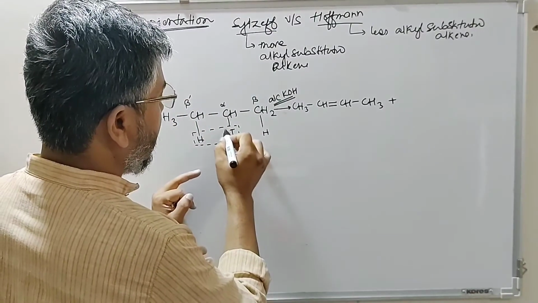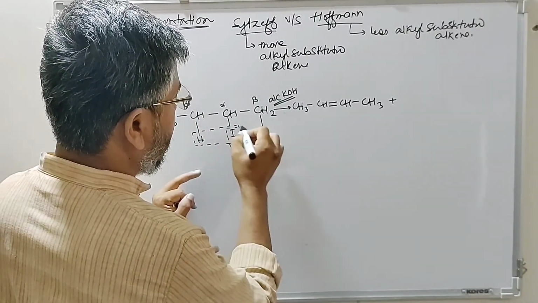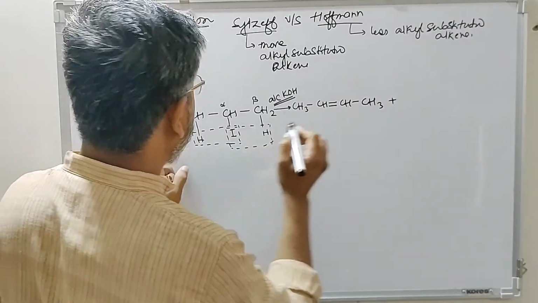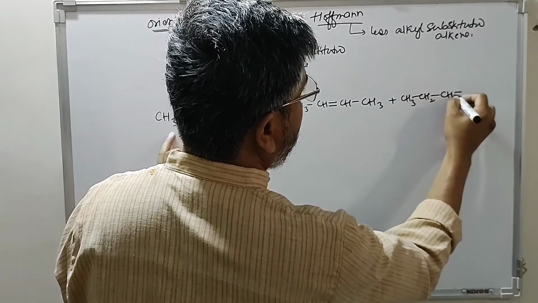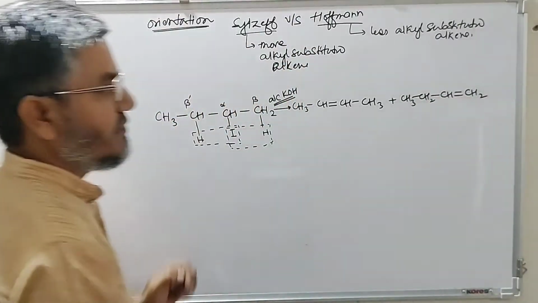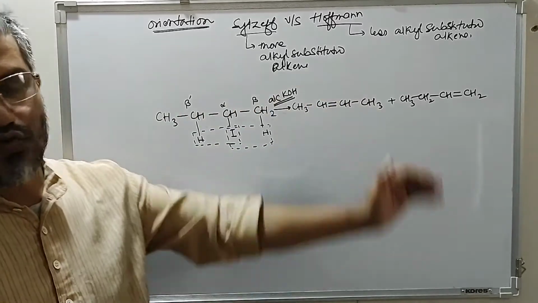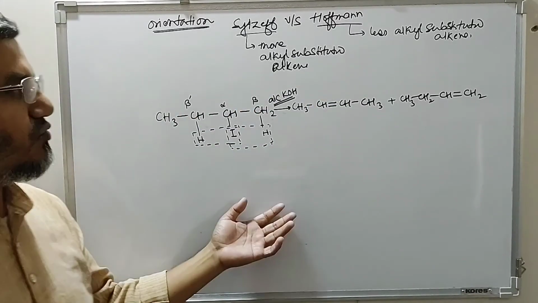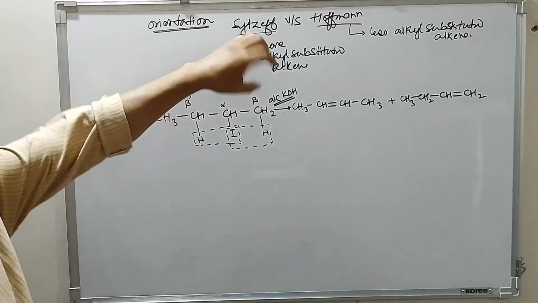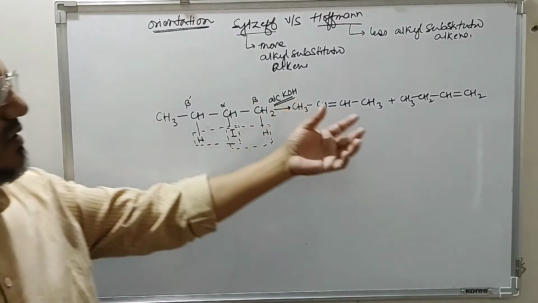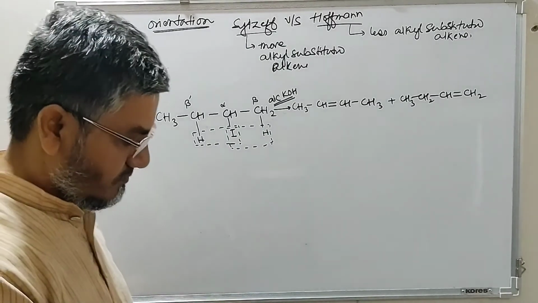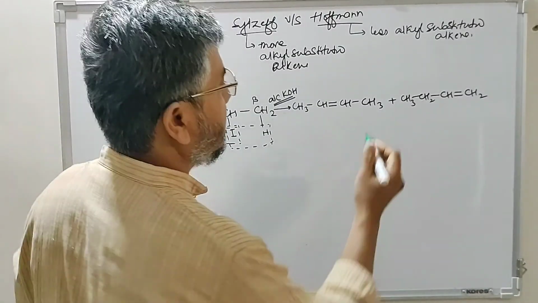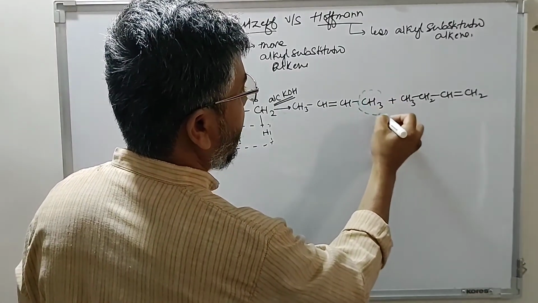Second is, we can also remove this HI. If you remove this HI, there will be CH3, CH2, CH double bond, CH2. Now we have to compare the stability of these two alkenes. The one which is more stable will form as the major product, and the stability of the alkene is dependent on the number of hyperconjugable alpha hydrogens present. Now if you look at this, we have this alkyl substitution here.